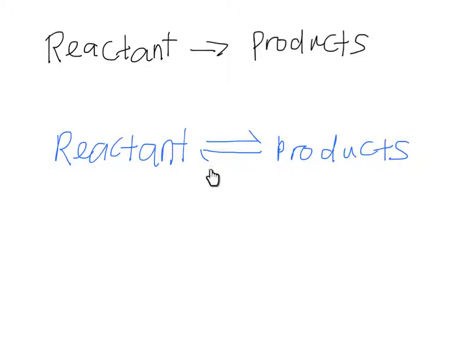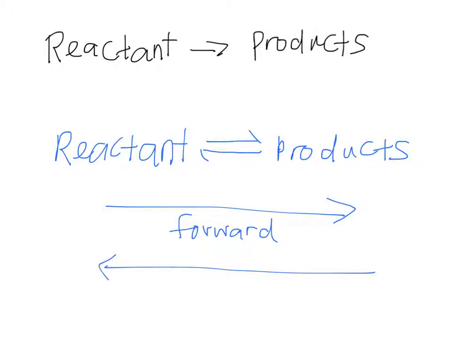reactant will be converted into products, but at the same time the products can also be converted back to the reactants. So this is what is meant by the double-sided arrow. If the reaction goes in this direction, we call this the forward reaction because it's going forward. But if it goes backwards, meaning from products back to reactant, as straightforward as it is, we call it the back reaction.